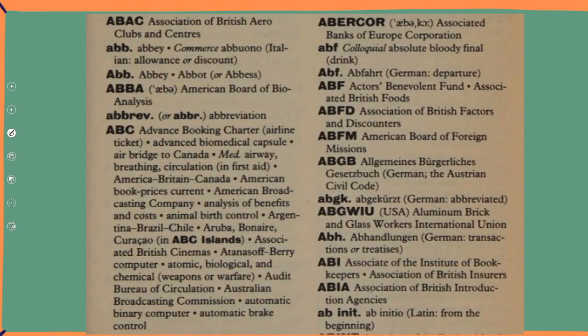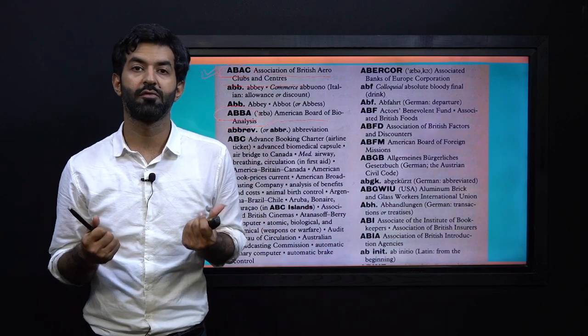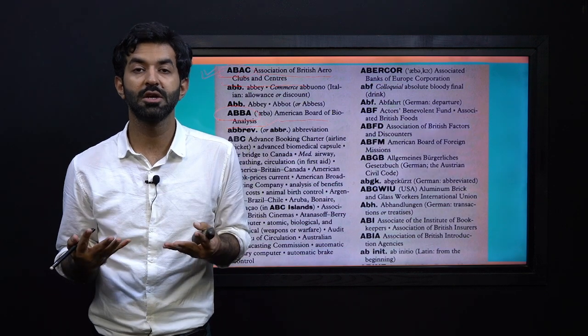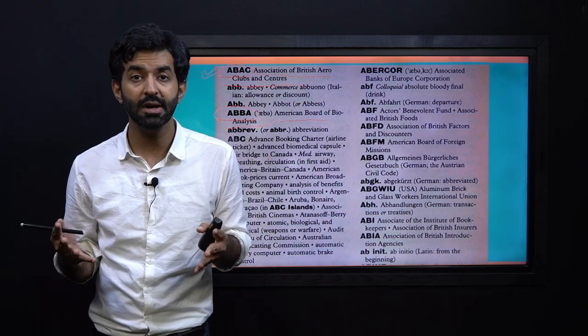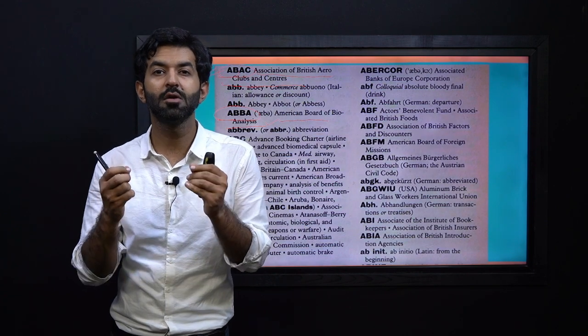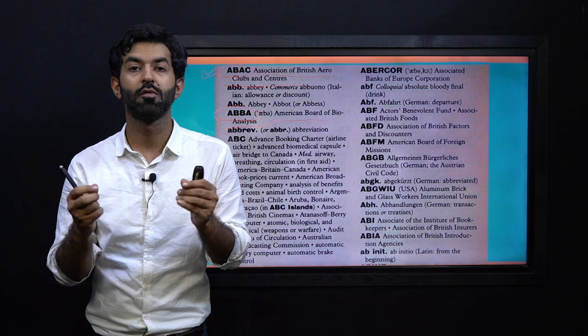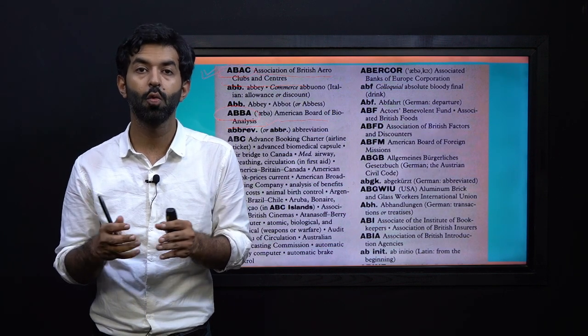Here are some more acronyms. For example, the ABAC. This is an acronym, stands for Association of British Aero Clubs and Centres. ABBA stands for American Board of Bioanalysis. So you can see that on this page of the dictionary, we have abbreviation dictionaries and acronym dictionaries separately. So you can find so many different abbreviations with their full forms and also acronyms with their full forms.